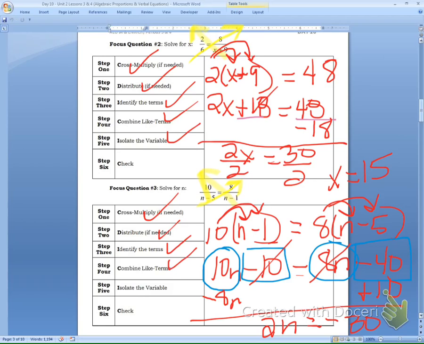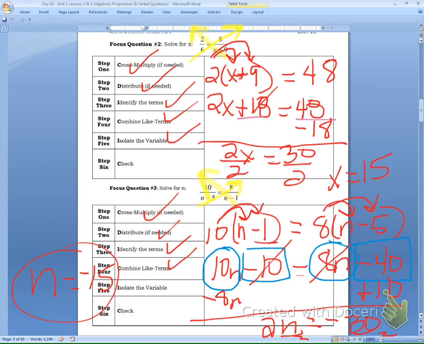Final step, and I'm out of room here on the bottom, so I'm going to have to write it over here on the side. I have 2n is equal to negative 30. The 2 is beside the n, so I have to divide. Can I squeeze a little 2 down there? Yeah. That means your final answer is n is equal to negative 30 divided by 2, which is negative 15. That's your final answer for Focus 3.